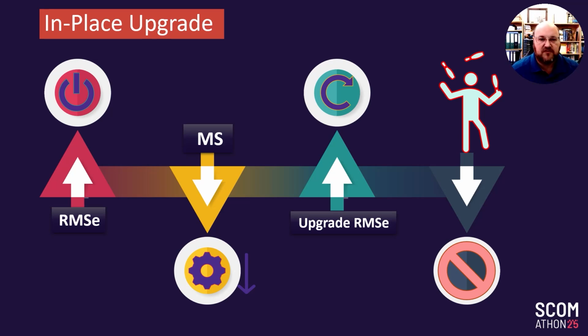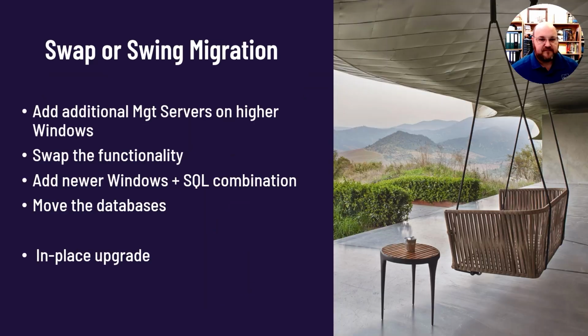Now, one thing I like to mention for an in-place upgrade is the option to do a swap migration or a swing migration. This is when you decide to add machines to your current existing management group on Windows and SQL versions that are higher than your current set of SCOM management servers. For example, you can be running SQL 2019 on Windows 2016.